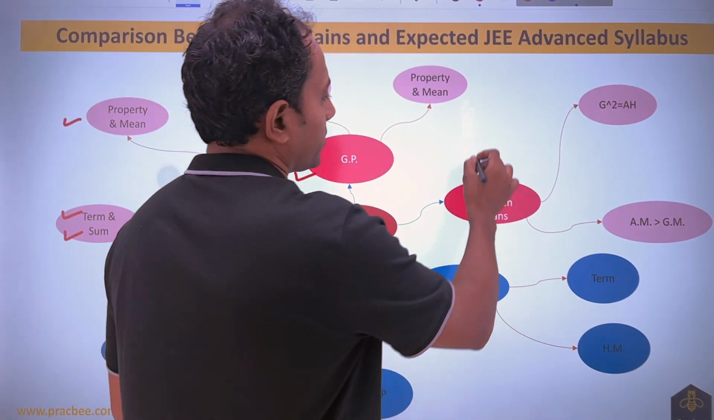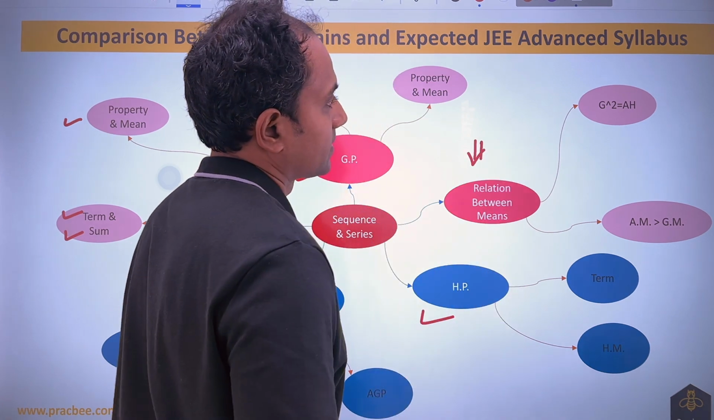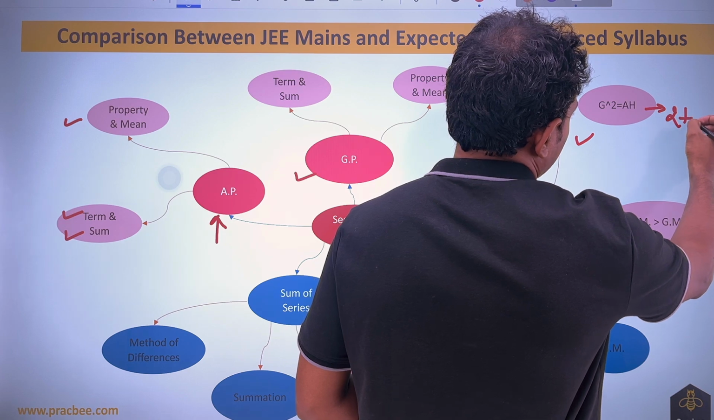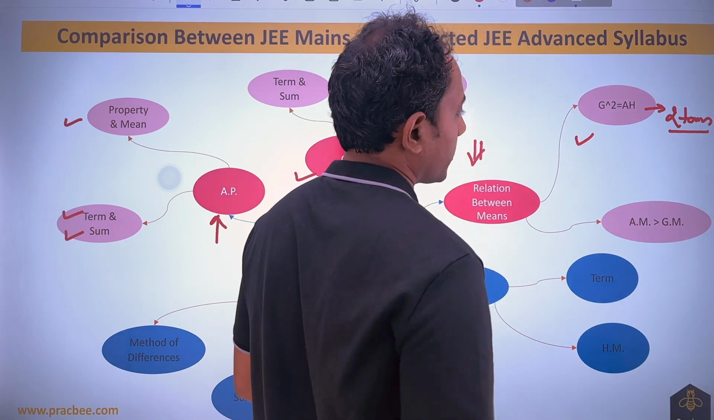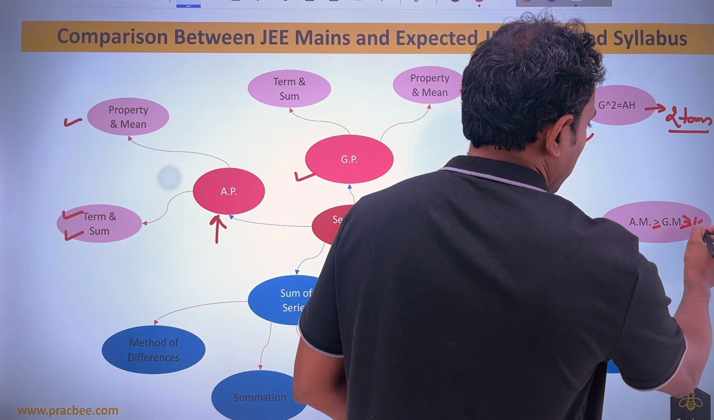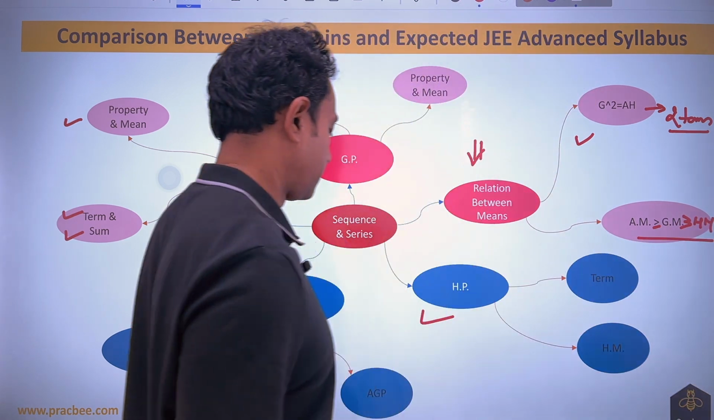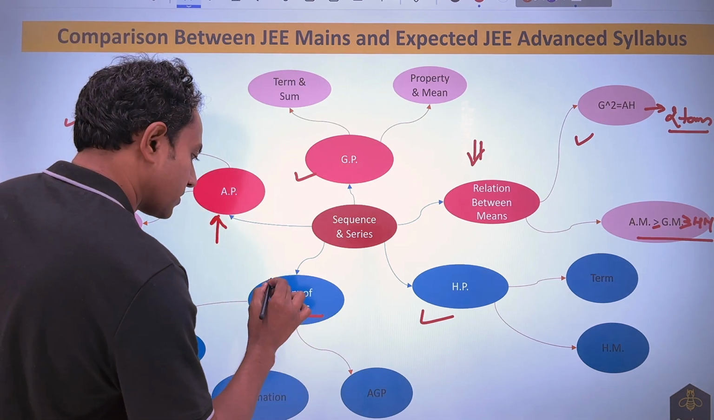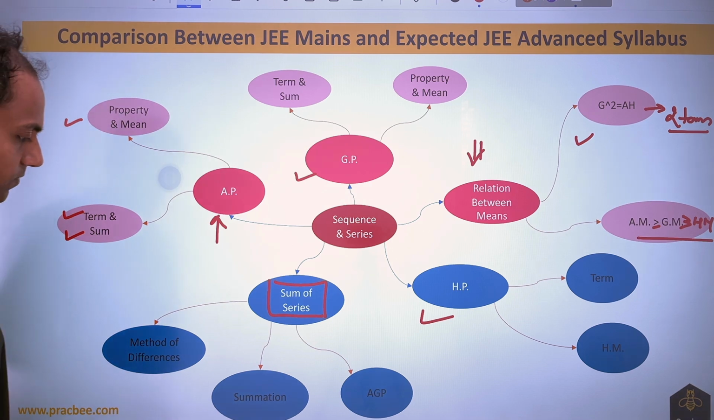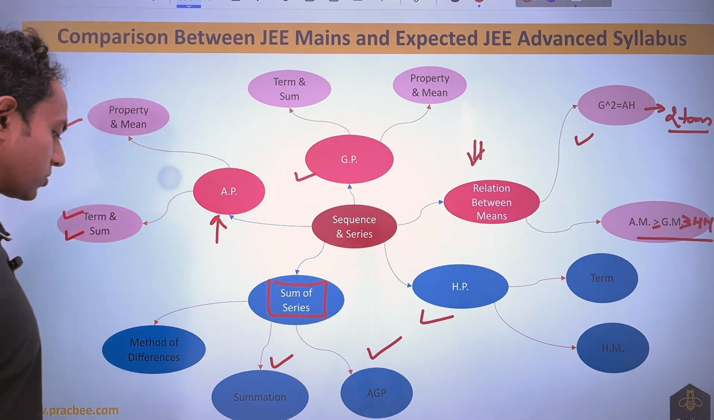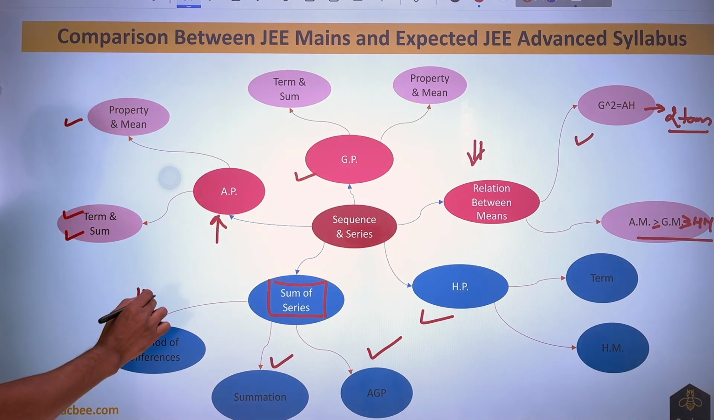We also go into the details of the relationship between means, that is G square is equal to AH when we have only two terms. And then there is this idea of AM is greater than or equal to GM is greater than or equal to HM, that can be used to solve inequality based questions. There is a last but very important part of the chapter, that is nothing but sum of series. In the sum of series, the first most important series is AGP, then there are summation based questions, and ultimately questions based on method of difference.